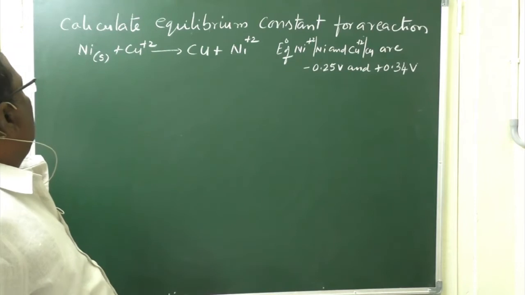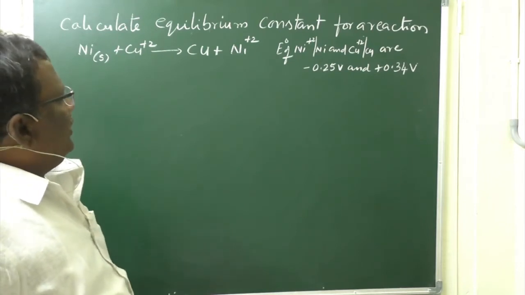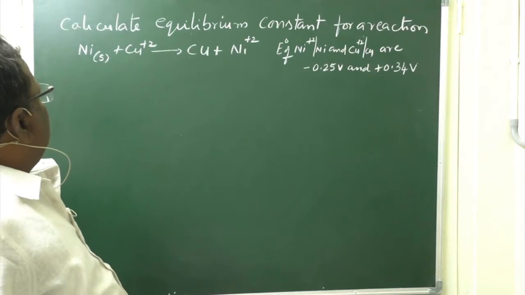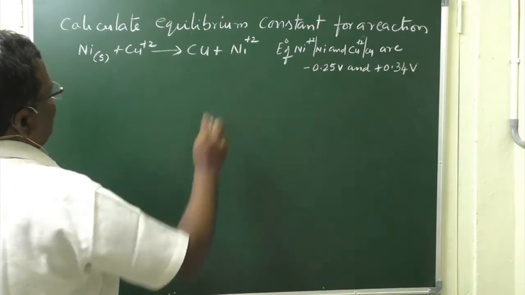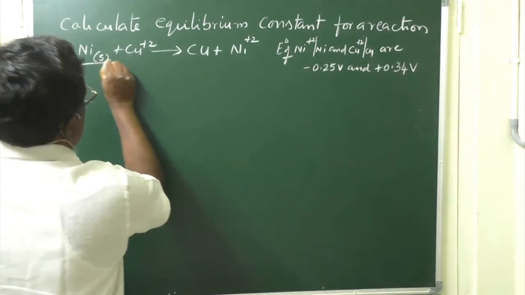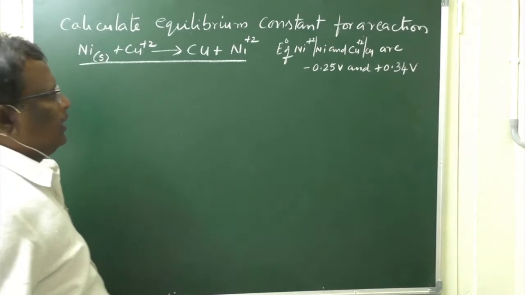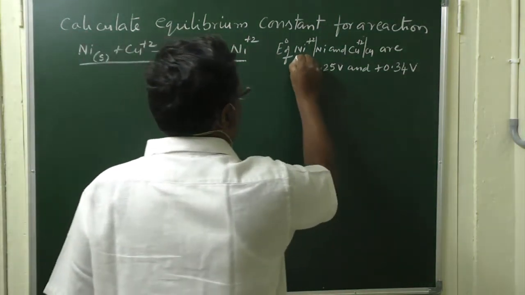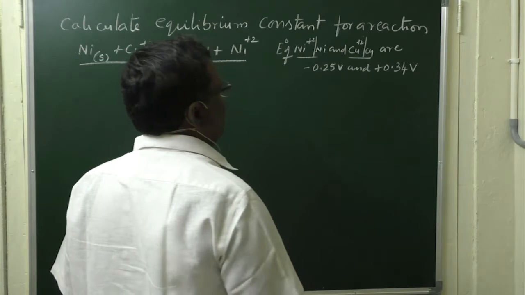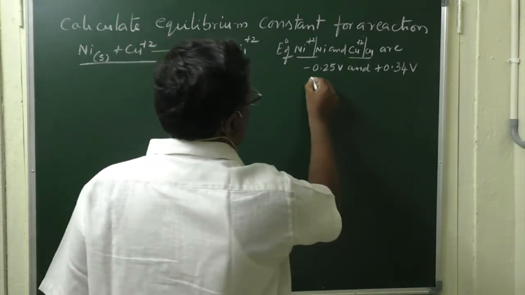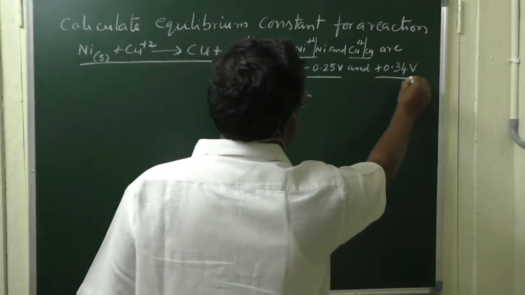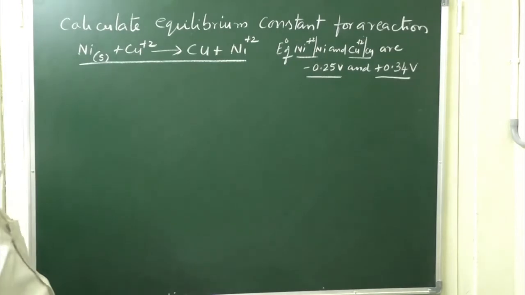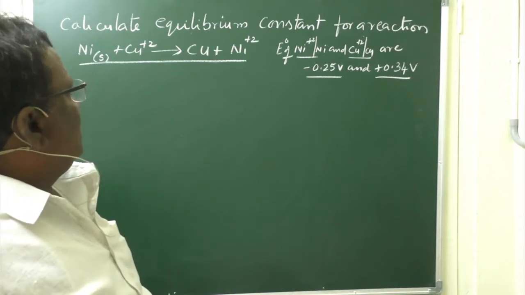So here we have one problem. Calculate the equilibrium constant for the reaction nickel plus Cu 2 plus ions gives Cu plus nickel ions. This simple electrode reaction was given here, and the standard reduction potentials of nickel and copper are given as minus 0.25 volts and 0.34 volts. This is also a normal problem, you need not worry when they ask us for the equilibrium constant.